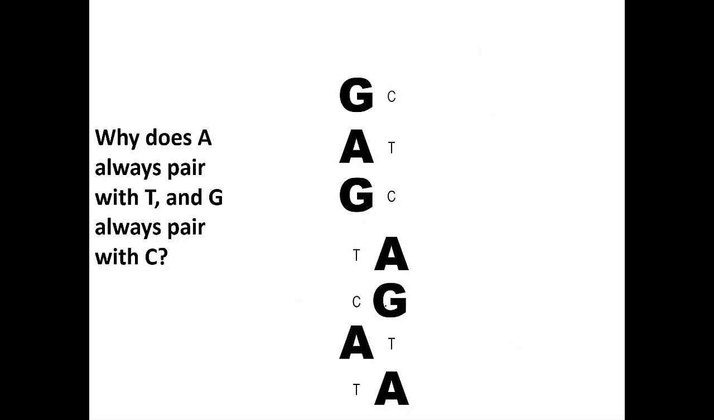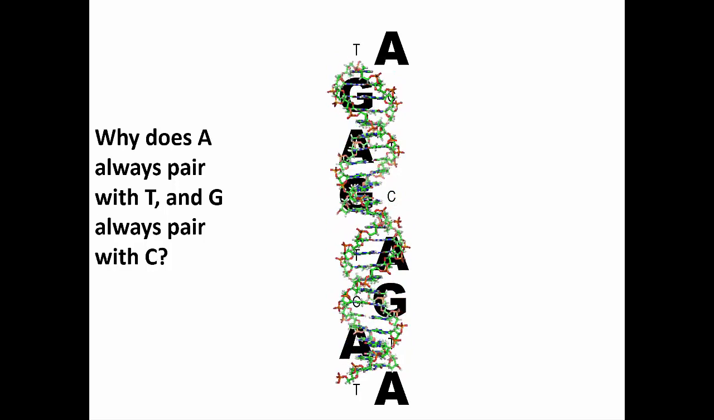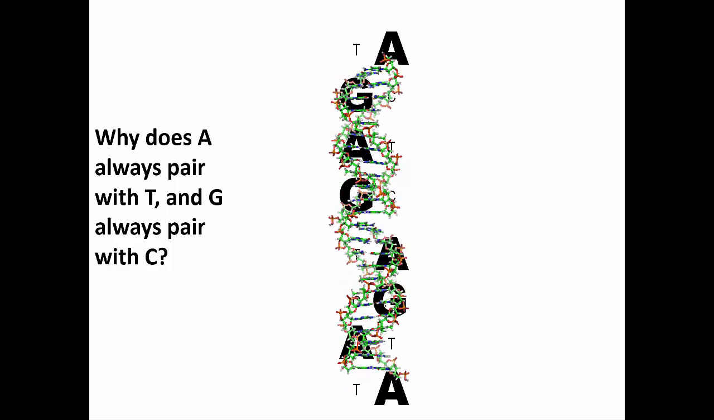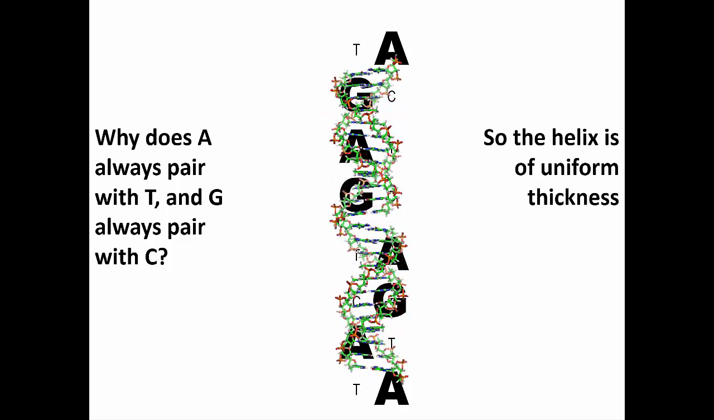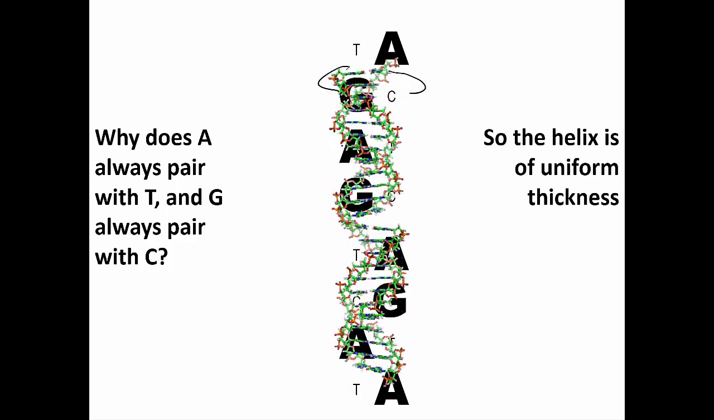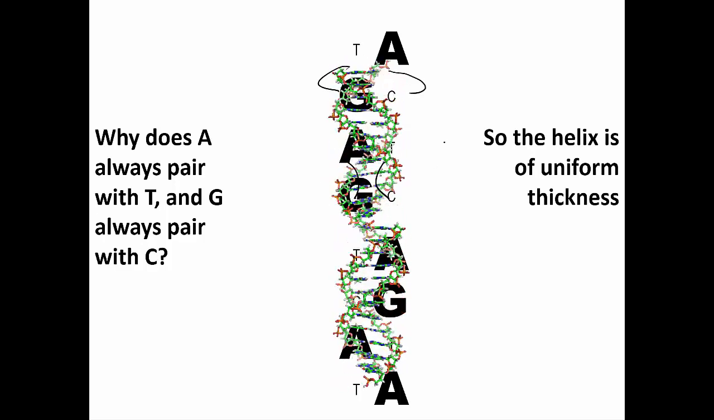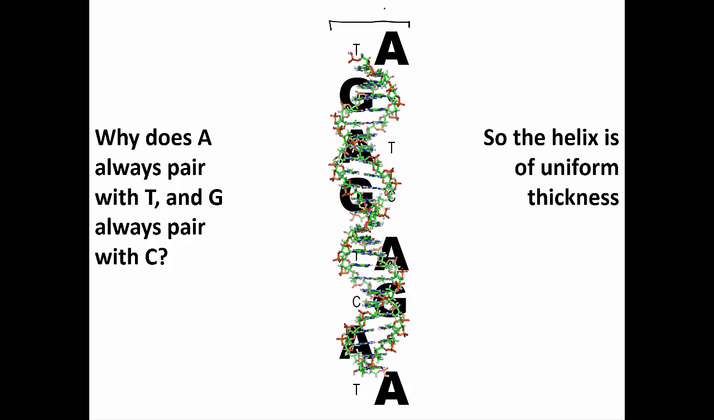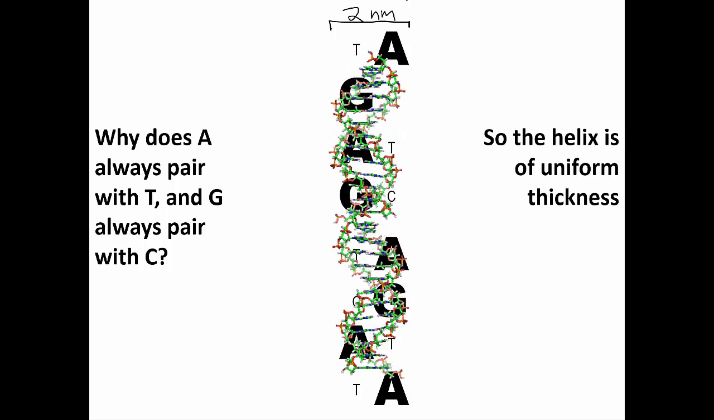Okay, now why is this? Why does A always pair with T and G always pair with C? Well, basically, it ensures that the double strand helix is of uniform length, thickness. Okay? So if you can imagine, 2 A's in here would cause a bulge, whereas, say, 2 C's would cause kind of a pinch. Okay? And by the way, this diameter is 2 nanometers. So this is the realm of nanotechnology right here.